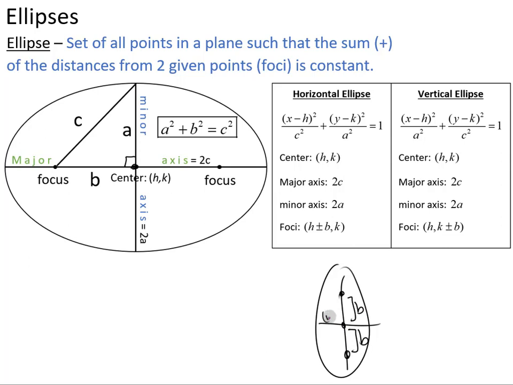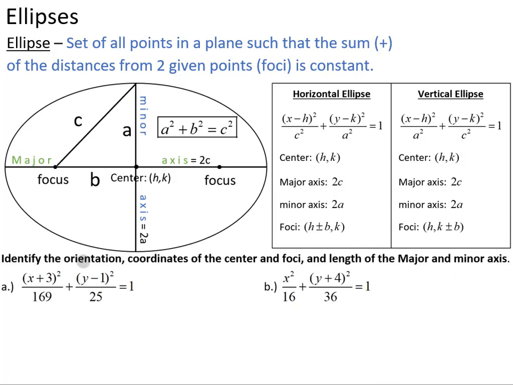So H would stay the same, but we need to do K plus and minus B. Go up and down B to find where our two foci would be. So that's what that's describing. Okay, let's try some examples.